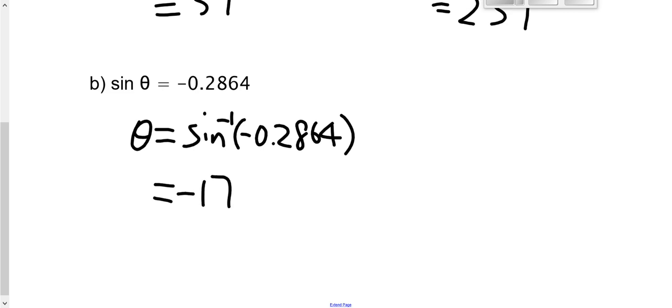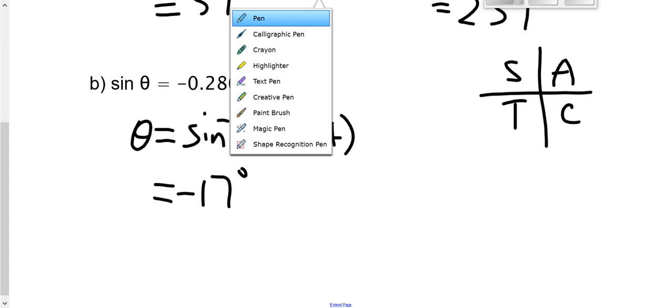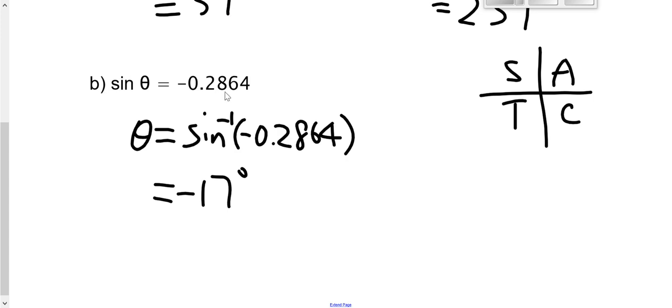Okay. I know there's another answer out there, but how do we figure that out? Well, maybe you want to take advantage of the CAST diagram. If you look at this, sine is negative. Everything is positive here. Sine is positive. Tangent is positive. So sine would be negative. Cos is positive, so sine would be negative. So that means we have two answers, here and here. Now you cannot leave that as negative 17.